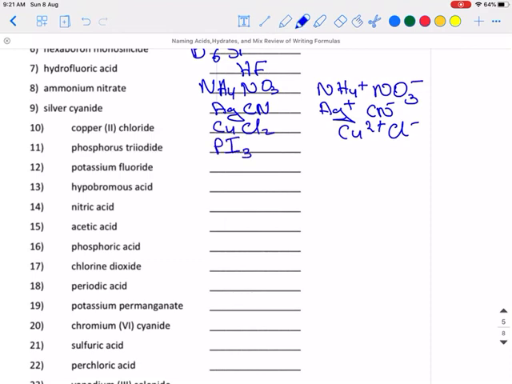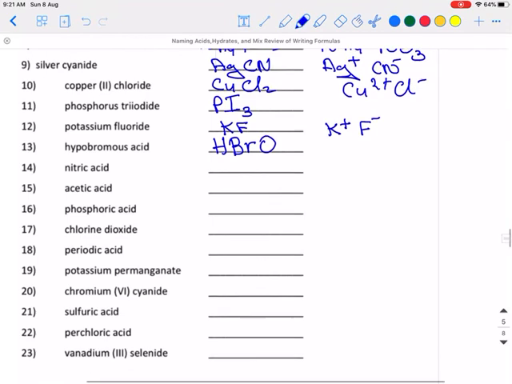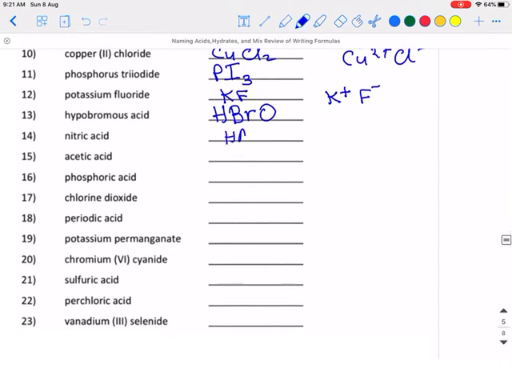Phosphorus triiodide, so 3 iodine. Potassium fluoride, K plus, fluoride group 7, ratio 1:1, KF. Hypobromous acid, as we learned earlier, HBrO. Nitric acid, it's HNO3. Acetic acid is HC2H3O2. Phosphoric acid is H3PO4.